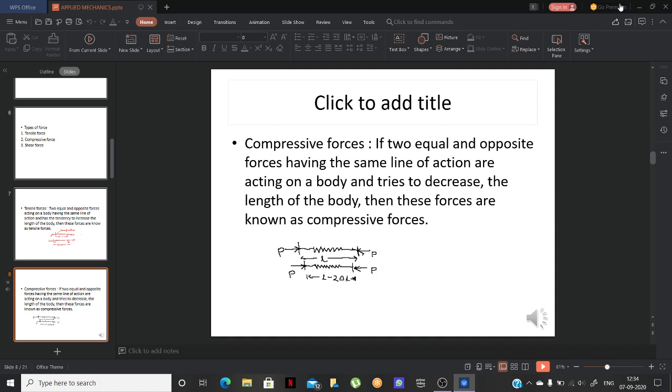So, this type of force is known as compressive force. If two equal and opposite forces having the same line of action try to decrease the length of the body, then these forces are known as compressive forces.